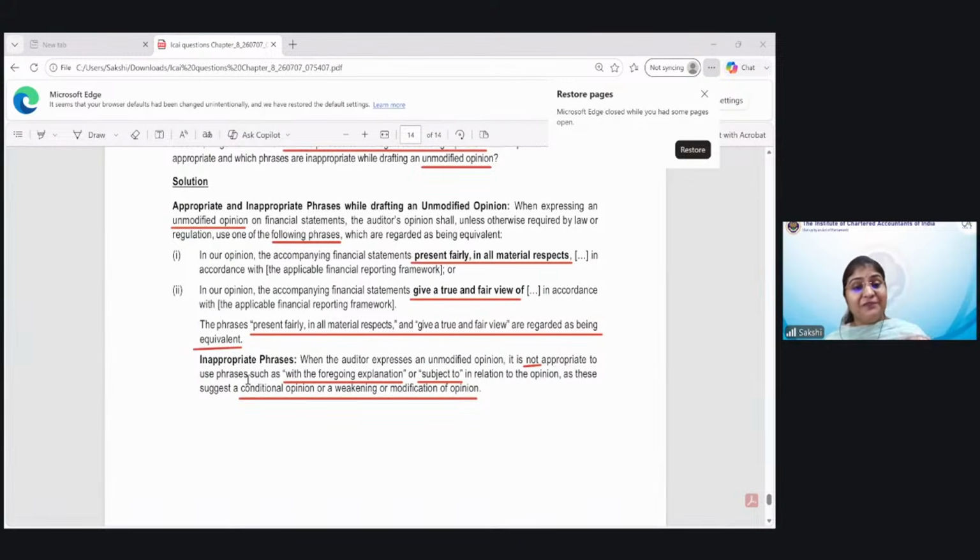Are you understanding? The financial statements are true and fair, subject to confirmation from debtors. Subject to this, no, it is absolutely wrong. In relation to the opinion, these suggest a conditional opinion, or a weakening or modification of opinion. If you are giving "subject to," there is a modification. It could be a qualified opinion. "Foregoing explanation" could be qualified, meaning you are saying there is a misstatement which could be material but not pervasive.